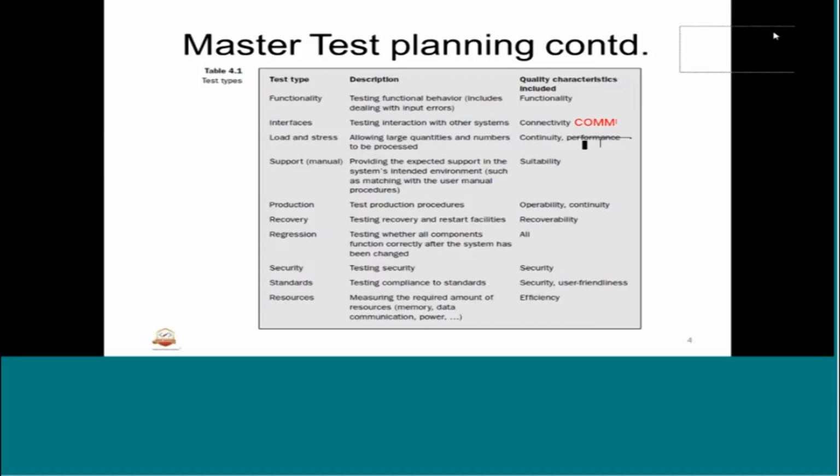Okay, so I mentioned communication as one of the quality attributes that we can attribute to interface. Then we have load and stress, allowing large quantities and numbers to be processed. That means we have a system capable of taking a certain load, a certain quantity of inputs, say 5000 RPM or 7000 RPM. So the range is something like 1000 to 7000 RPM, let's say 7000 to 10,000 RPM, for example. Those kinds of requirements or test types come under load and stress.